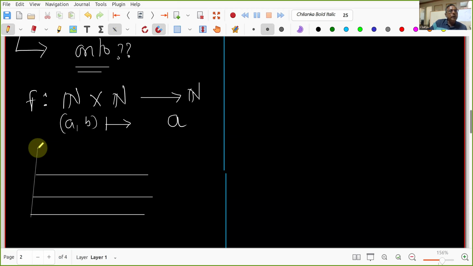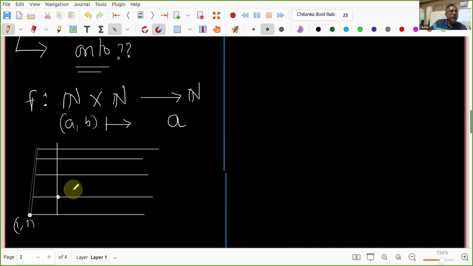So this is my one. This point is (1, 1). Hope you are understanding. This point is (2, 2). This point has x value 1 and y value 2, right? All are natural numbers only, and it will continue like that.